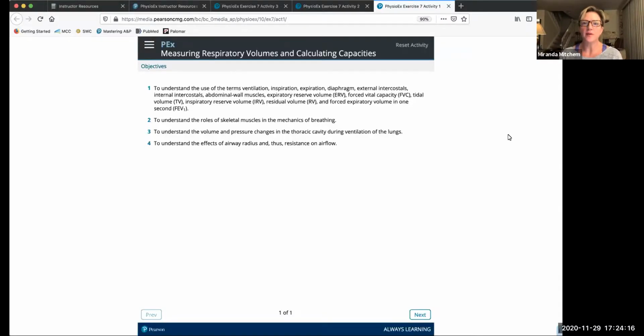Hi class, welcome to lab exercise 12. This is on respiratory volumes. In Canvas, I mistakenly identified this as being lab 13. It is not, this is lab 12 with the week of beginning November 23rd. So you've got lab exercise 12 available to you.